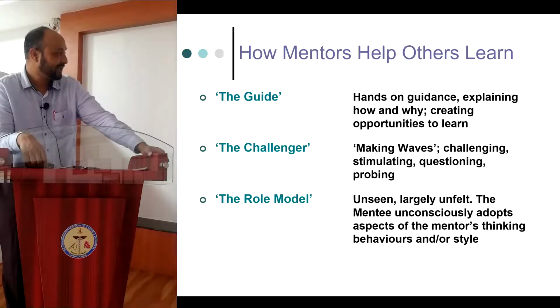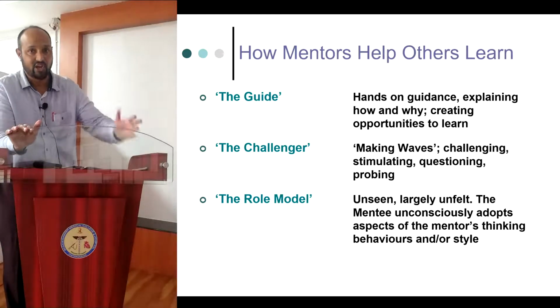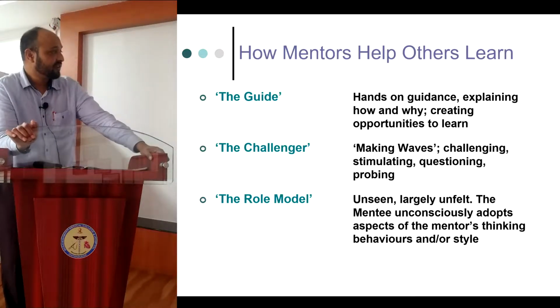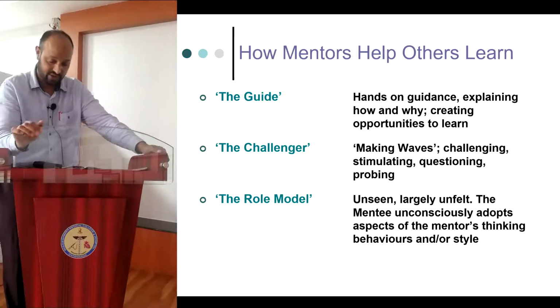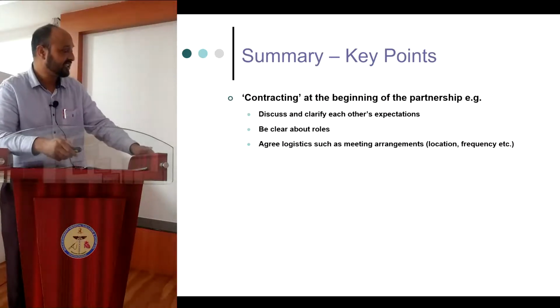It is largely unfelt. The mentee unconsciously adopts qualities of the mentor, if he has good qualities: how he thinks, how he behaves, his style. If he unconsciously admires something. That's why the mentor should be conscious of this.